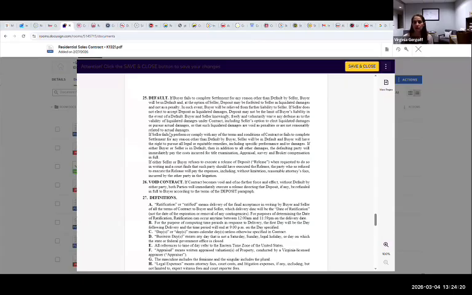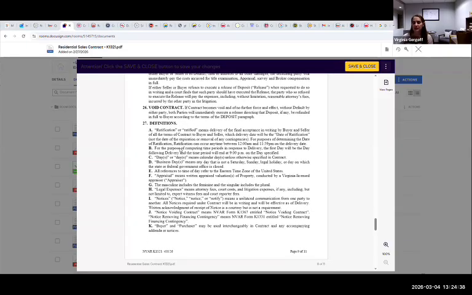Void contract: if contract becomes void and of no further force and effect, without default by either party, both parties will immediately execute a release directing the deposit, if any, be refunded in full to buyer according to the terms of the deposit paragraph. And then definitions. This is really important that you read them and that you're comfortable with this.